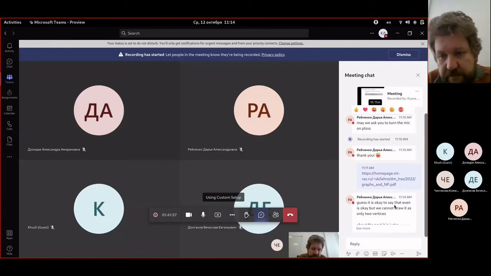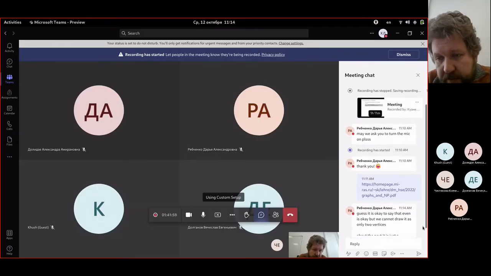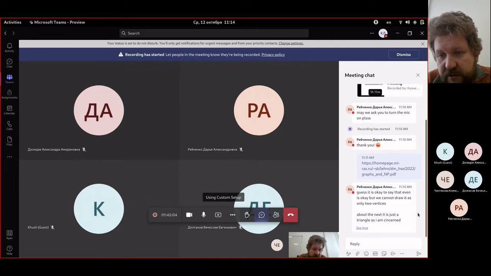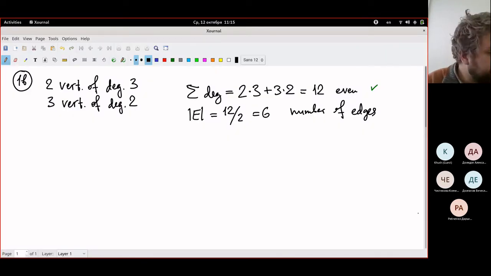Okay, any questions? Seymour? Yes, it's okay to say that the sum is even, but we cannot draw it with only two vertices. About the next, it's just a triangle. Okay, so does such a graph exist, can I draw it? Okay, I will redraw it also.